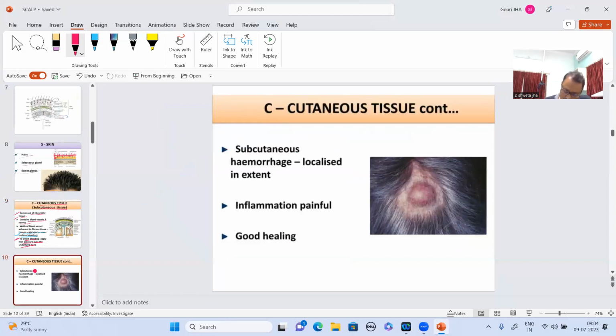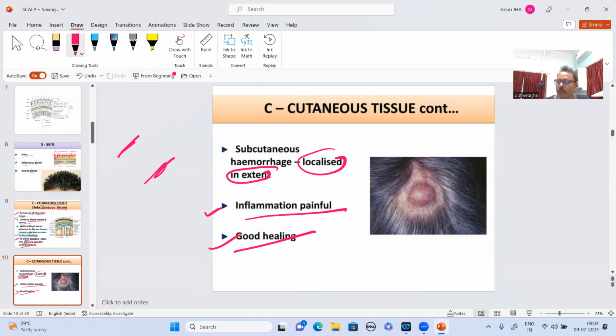Whenever there is bleeding, it will be localized in extent. Why will it be localized? Because we have the suture lines. At each suture line, it will be stopped in this particular region. So it will be inflammatory and painful, and there will be good healing. Why will there be good healing? Because of the profuse blood supply over there.